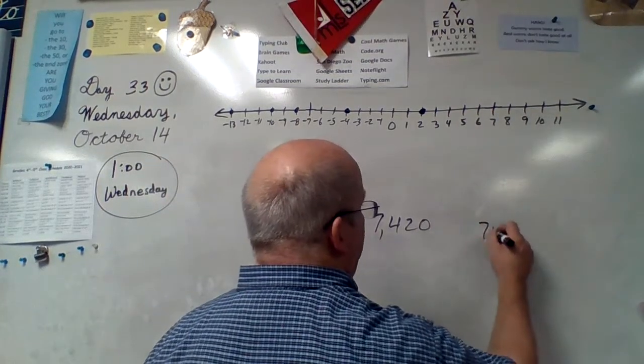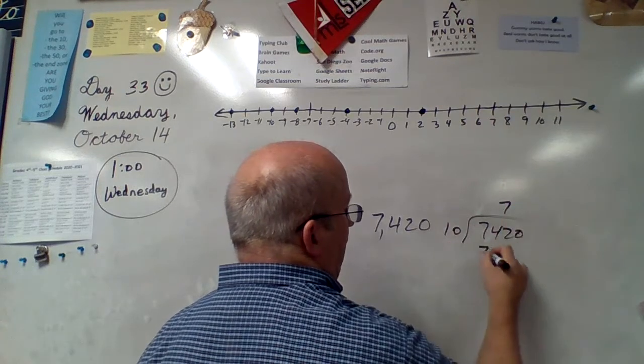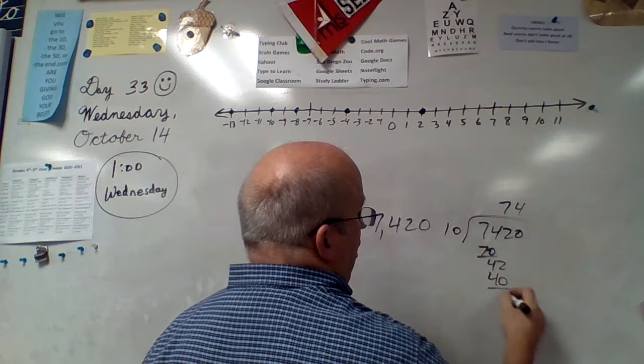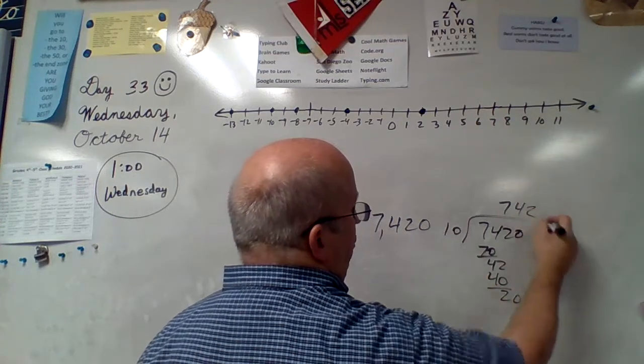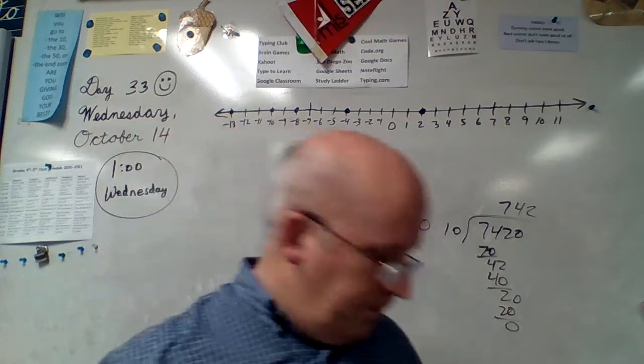7,420 divided by 10. 10 goes into this 7 times. It goes into this 4 times. And it goes into this 2 times. Voila, it's divisible by 10.